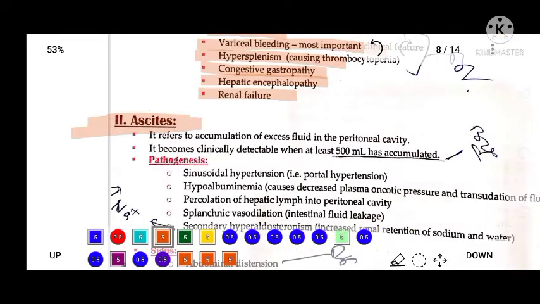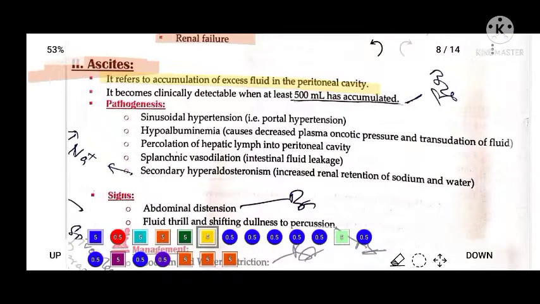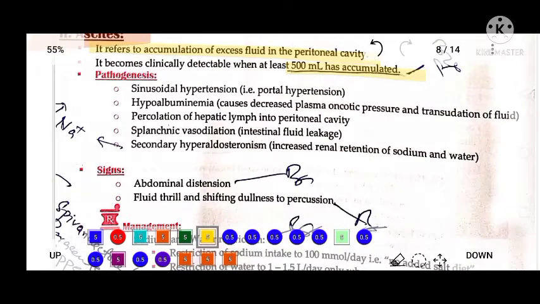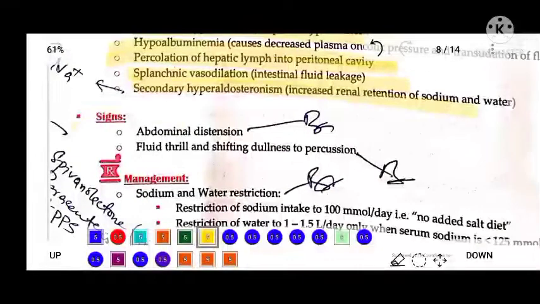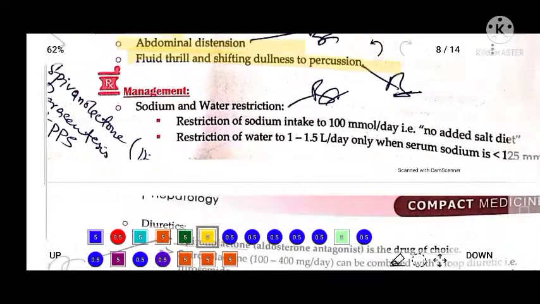Now, another complication is ascites, which refers to accumulation of excess fluid in the peritoneal cavity, more than 500 milliliters. The pathogenesis is sinusoidal hypertension, hypoalbuminemia, percolation of the lymph into the peritoneal cavity, splanchnic vasodilation, and secondary hyperaldosteronism, which can create this condition. When ascites develops, the abdomen will be distended, and fluid thrill and shifting dullness will be positive.